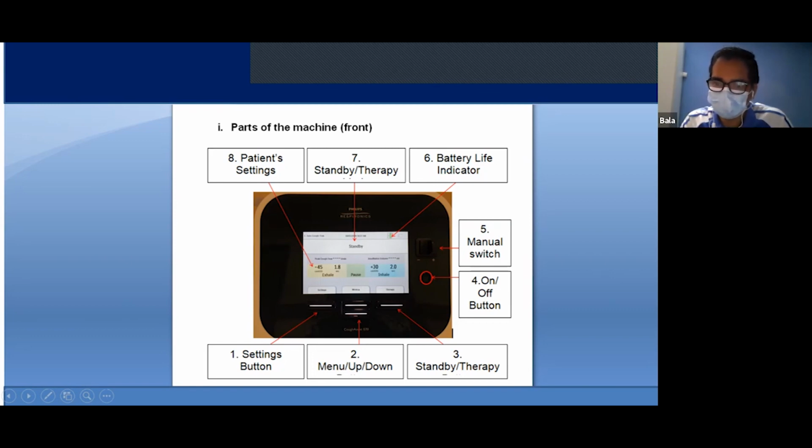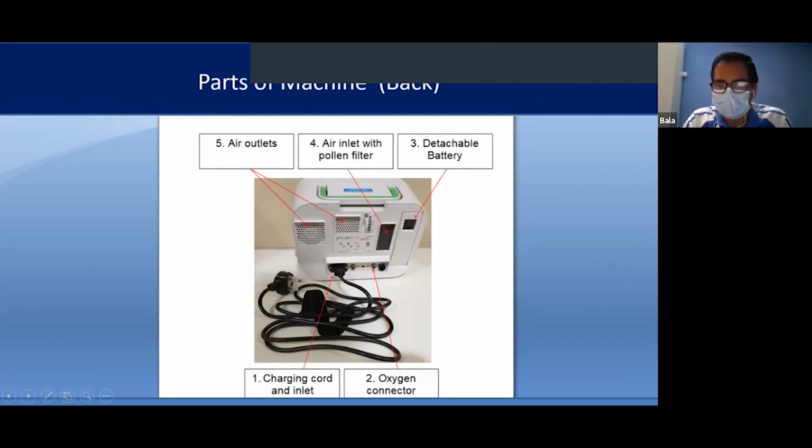Sometimes you want to use manual control. Just now I said if you want to use LVR with a cough assist and only use insufflation, you use manual control. You set up and then use the manual control to insufflate, and then the patient can take in a deep breath. This indicates your battery, this indicates whether the machine is in standby or therapy, and these are your patient settings. At the back, you have the air outlet, the pollen filter, and the battery. This is the detachable battery, and this is the charging cord and oxygen connector.